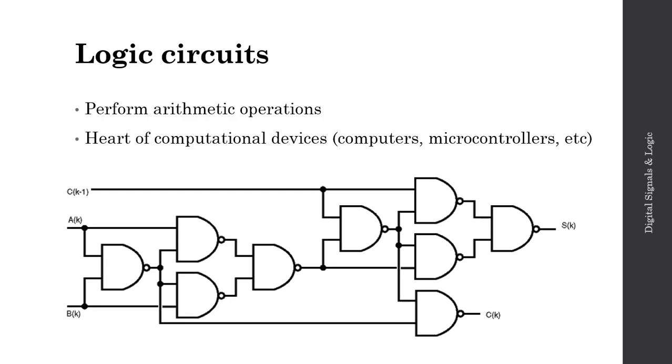Here's an example of a digital logic circuit. These circuits have inputs and outputs. Here we have three inputs in this circuit, A, B, and C. C is a carry, in this case carrying in from a previous circuit or operation. And here we have two outputs, S for sum and C for carry out.